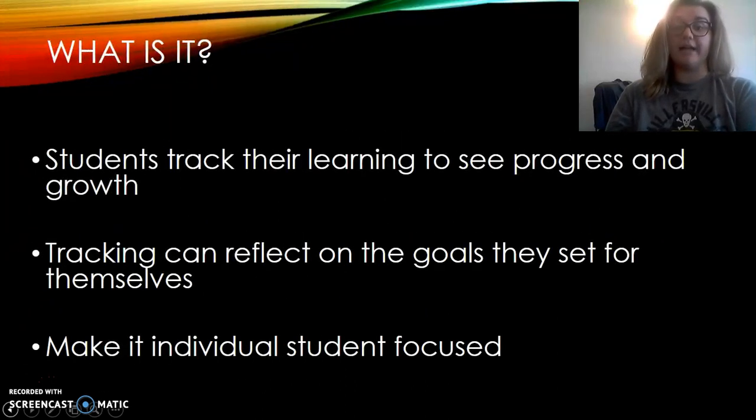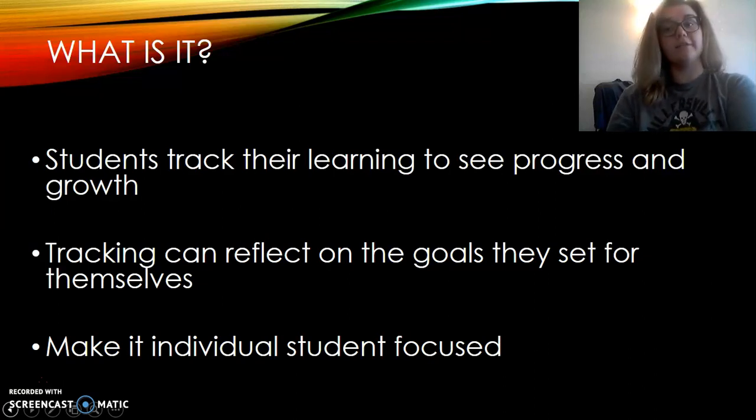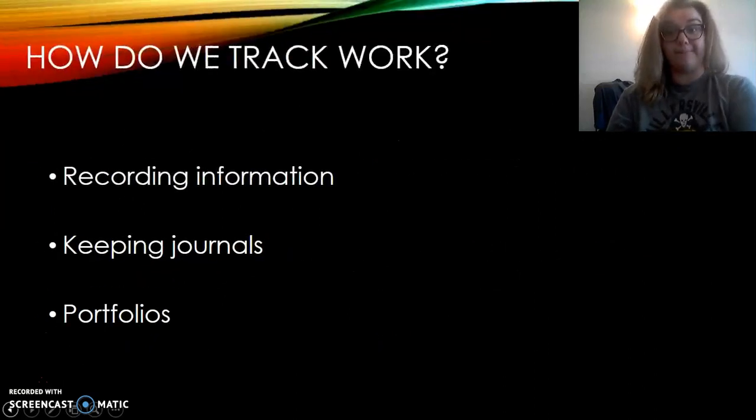So students are tracking their learning to see their progress and to see their growth. They're reflecting on the goals they've set for themselves, and as they're doing this, make sure it is individual student-based. Do not make this a competition. It is not about other students in the classroom, it's about them.